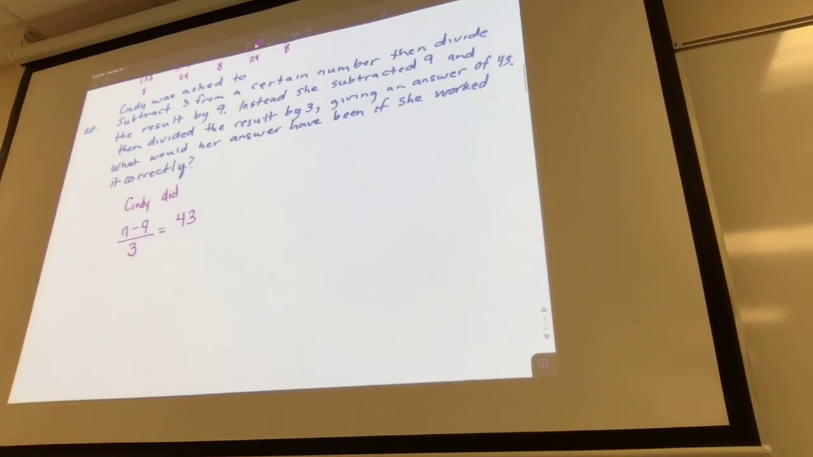Okay. To work this one, you can put this over 1 and cross multiply. 1 times n minus 9 is just n minus 9, and 3 times 43 is 129. To get n by itself, if they subtract 9, we're going to add 9 to both sides. So n is equal to 138.